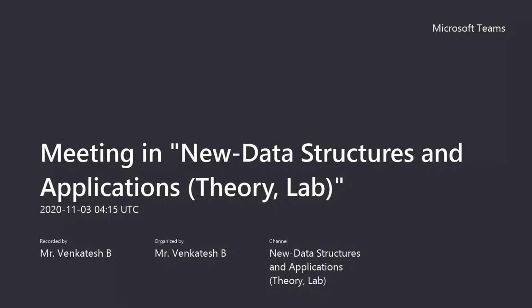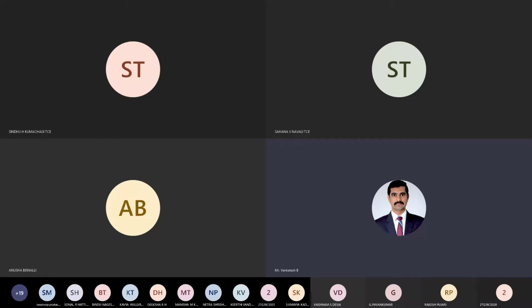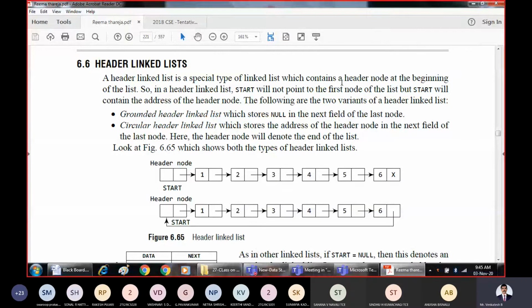Header linked list. A header linked list is a special type of linked list which contains a header node. So a linked list containing a header node is called a header linked list. It is going to contain a header node at the beginning of the linked list.